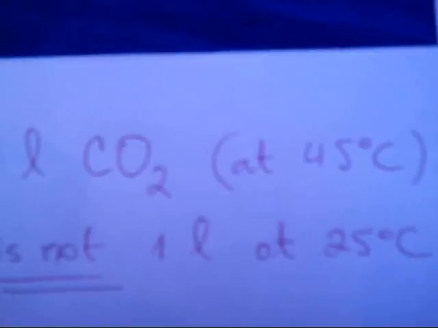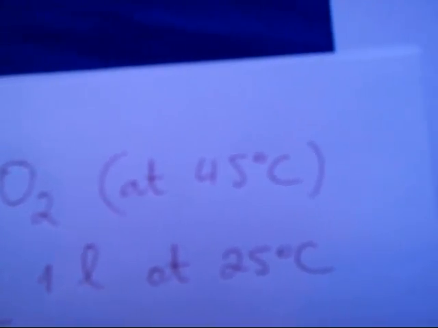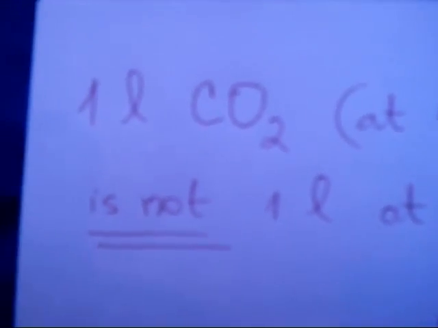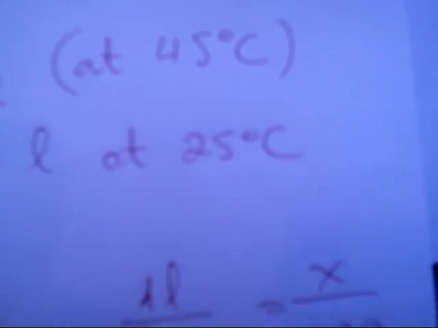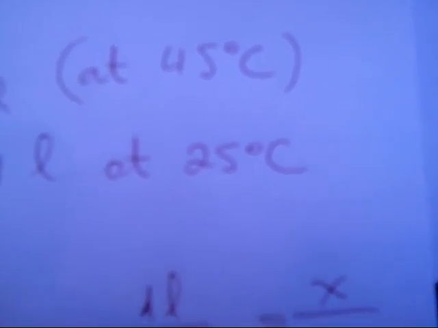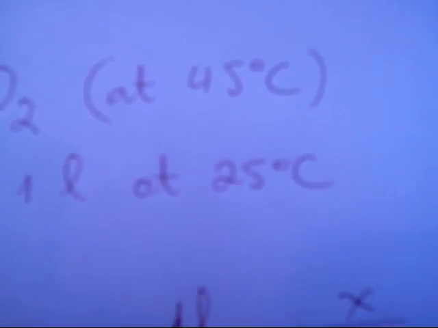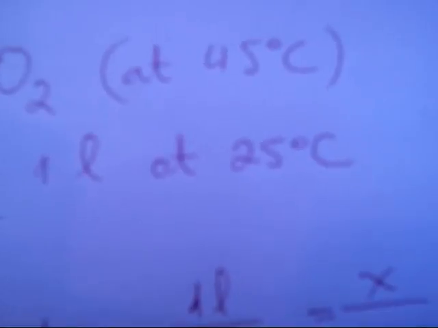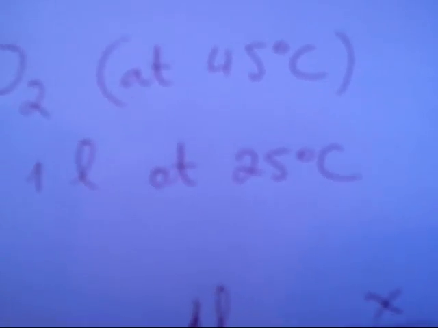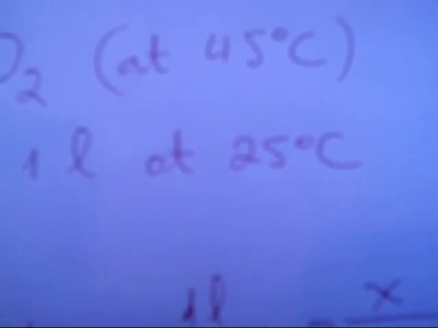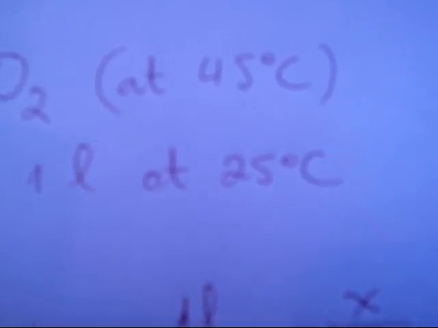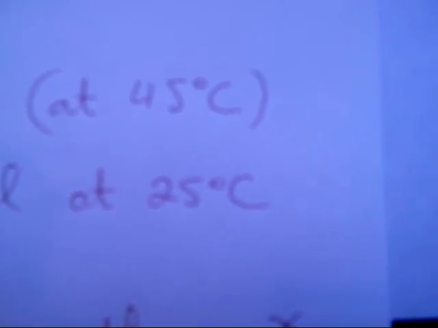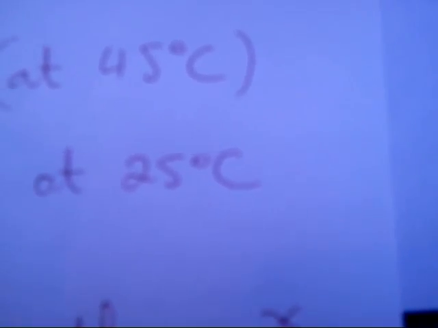Basic idea is the following. 1 liter of carbon dioxide, in this case, is being produced at 45 degrees Celsius. We need to know it's not the same as 1 liter at 25, because I'm going to use for this problem RTP. RTP is room temperature and pressure, where the room temperature is 25 degrees Celsius, and for that the molar volume is said to be 24 liters of any gas. Now we need to convert this gas from 45 degrees to 25 degrees.